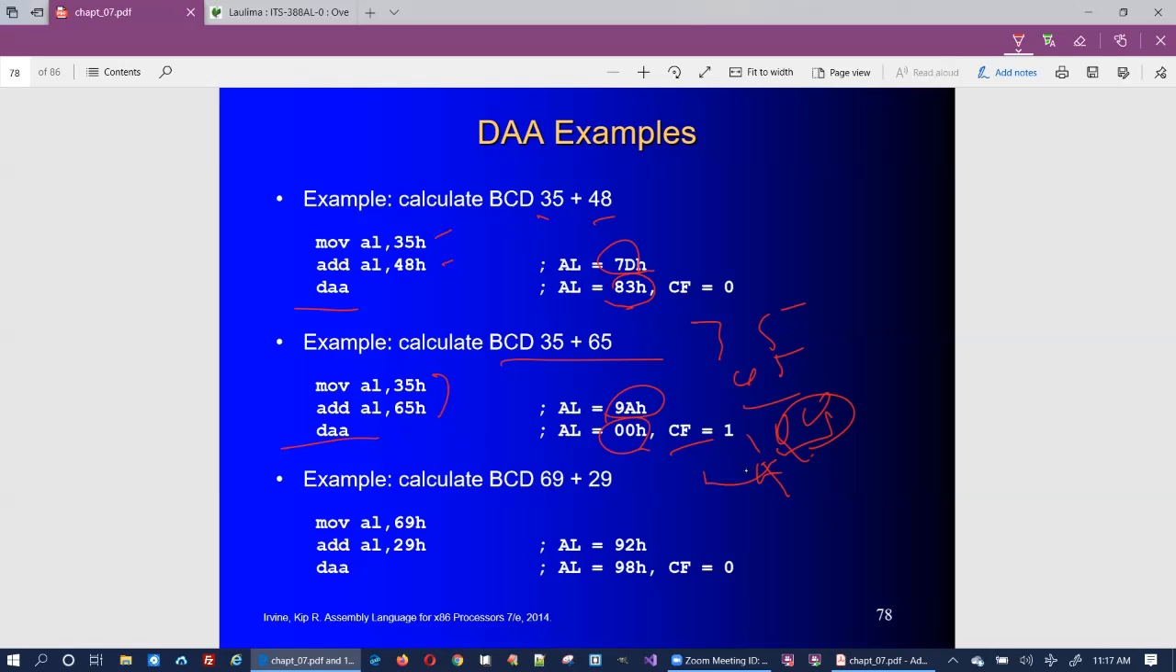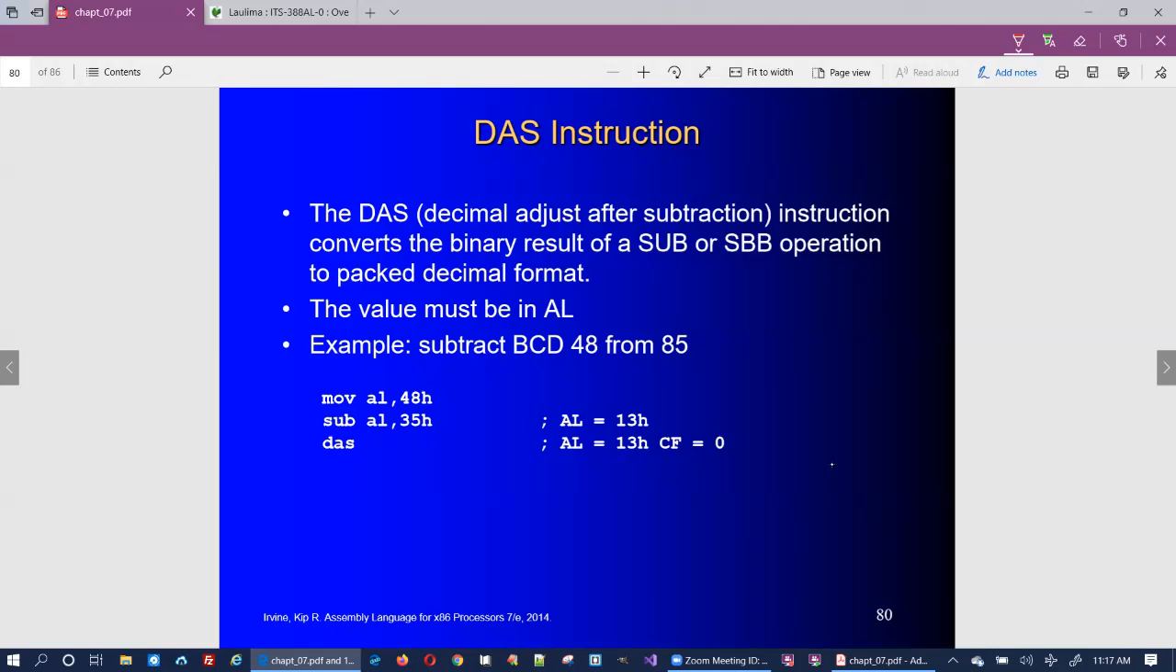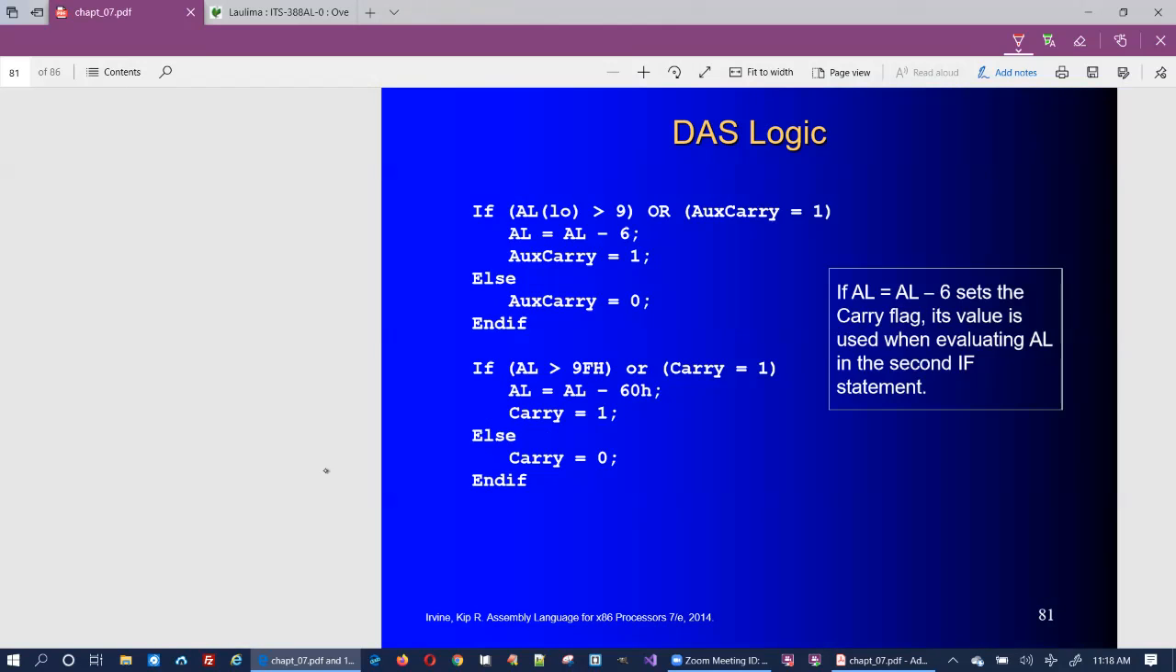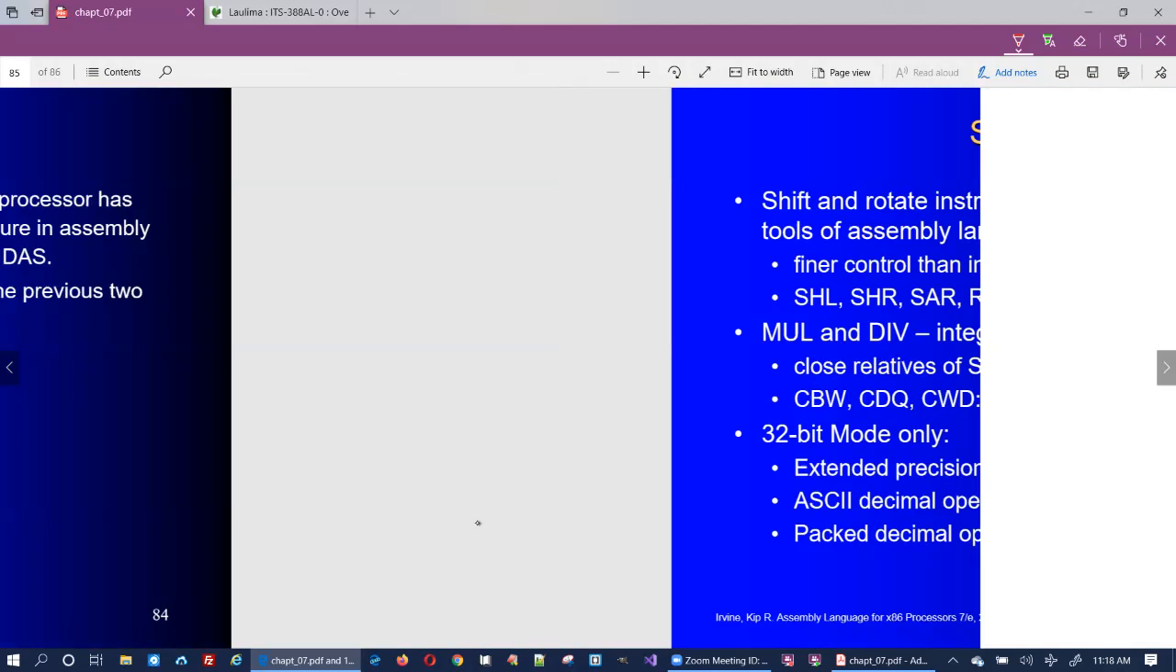Here's an example of 69 plus 29. 8 plus 1 is 98, huh? Okay, yeah, that's right. All right, and decimal adjust after subtraction, same thing. And the carry flag represents the borrow, and we don't have any examples here where the borrow is set. But anyway, you can see how this works. It's as you'd expect. And some more examples here.